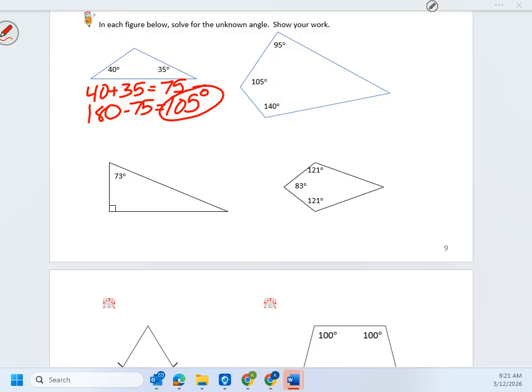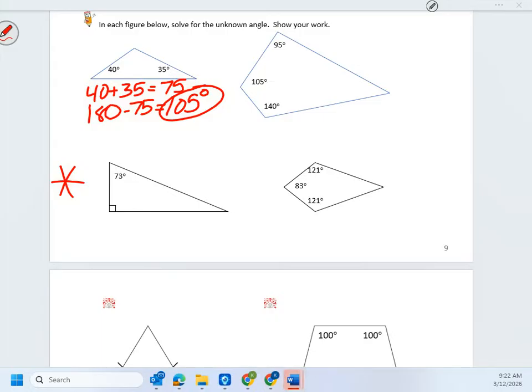If it is a triangle, you're going to use 180 degrees. If it is a quadrilateral, what is our magic number? Joy? 360. So if I look at this one, I can subtract all three of those angles from 360 to find our missing angle. I want to point out some specialty things.